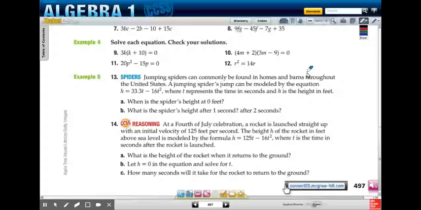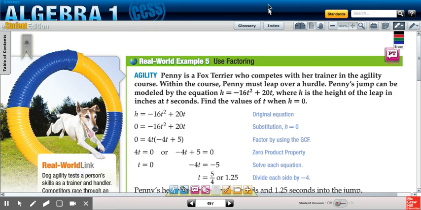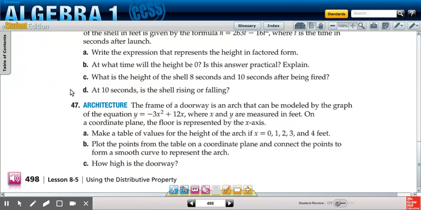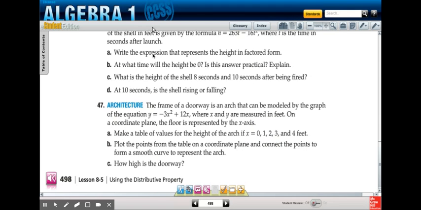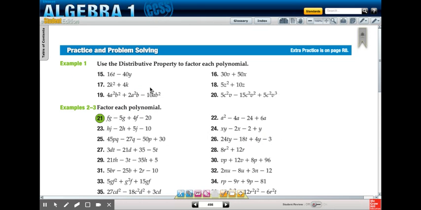Let me take a quick look here. I'm going to pause. Okay, so now on this page, the assignment page, these are just like the ones we just did. Where'd my pen go?